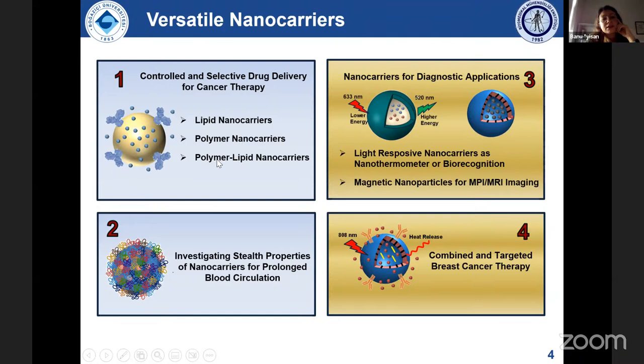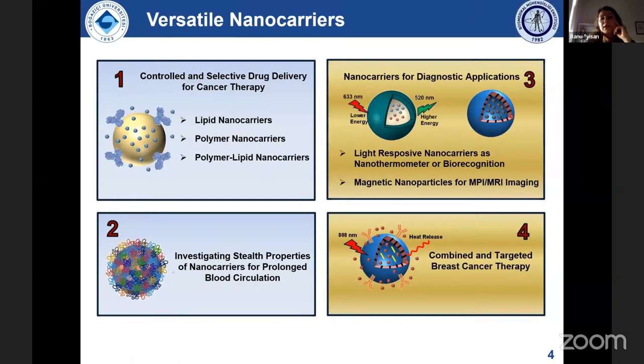our hybrid nanocarriers. And afterwards, we will talk about how we investigate the stealth properties of nanocarriers for prolonged blood circulation, because this is, as I said, an important issue to keep them for a longer time in the body. Then we will continue with the nanocarriers that we have developed for diagnostic applications.